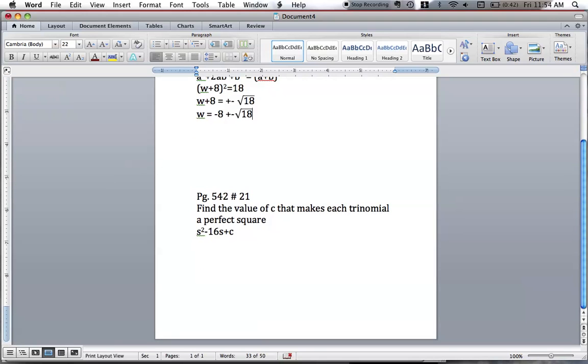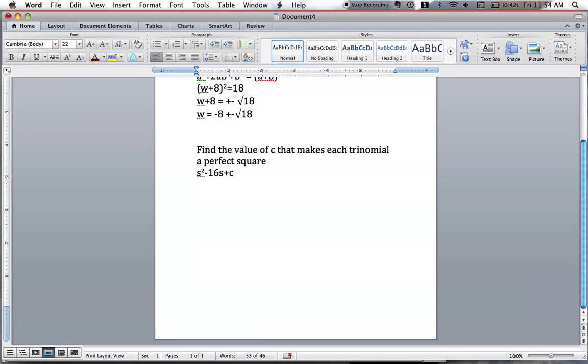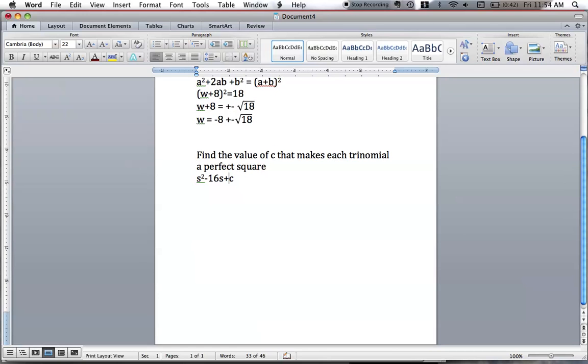Okay, moving on from there, we'll quickly go through number 21 on page 542. The instructions say, find the value of c that makes each trinomial a perfect square. In order to make this a perfect square, we have to have a c value which is equal to half of this first degree term coefficient squared. So we're looking at this negative 16 right here.